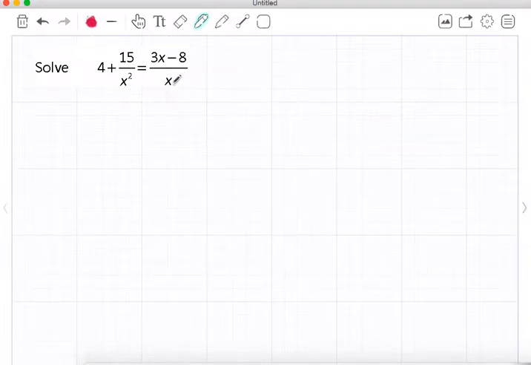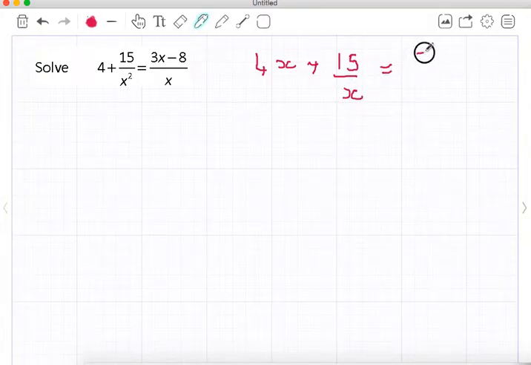Now it's all about getting rid of this x on the bottom to begin with and this x squared, but I'm going to get rid of this x to begin with. So I'm going to multiply this side by x, which is just going to leave me with the top. And I'm going to multiply these two parts also by x. So this gives me 4x. Now 15x divided by x squared leaves me with 15 over x equals 3x minus 8.